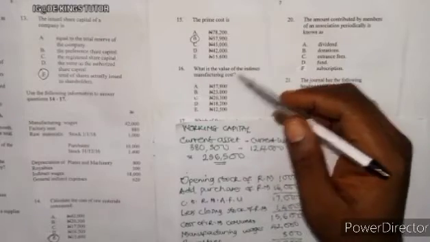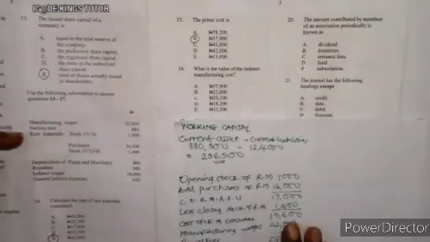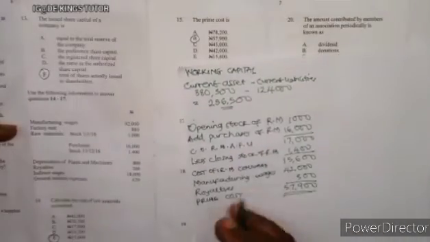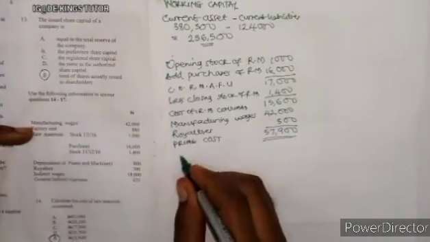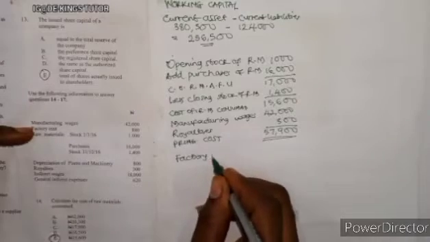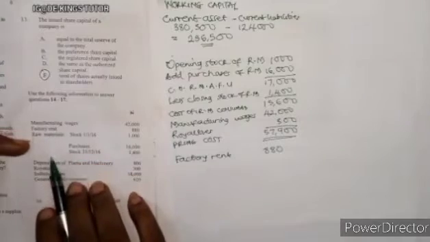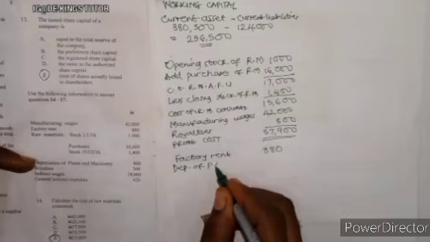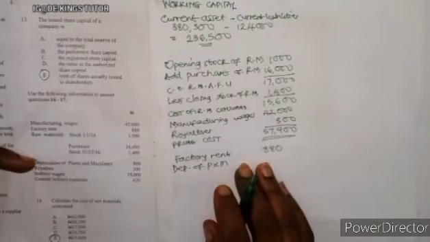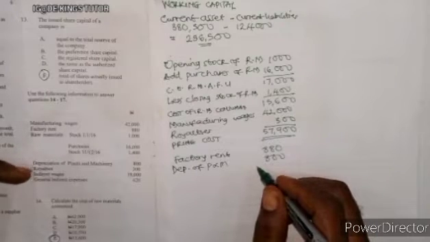The next one: what is the value of indirect manufacturing costs? Let's list them out. The first one is factory rent, 880. Depreciation of plant and machinery is 800, and royalty is direct.